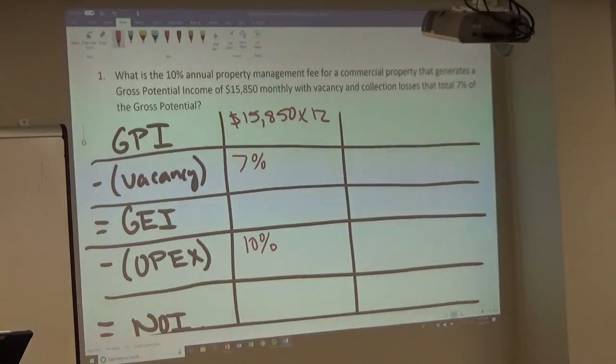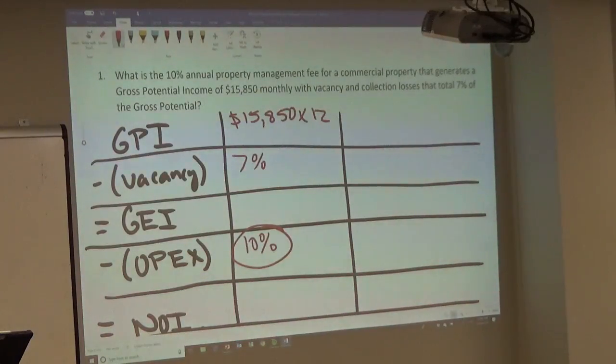If you notice, I've not done any work. I've not done any math yet. The math comes next. That's what that right column is for over there, is to do my work. And the other thing I want to do is make sure I circle what my destination is here. Here they want to know what this 10% property management fee is. That's their goal. That's our goal. So let's do the math.